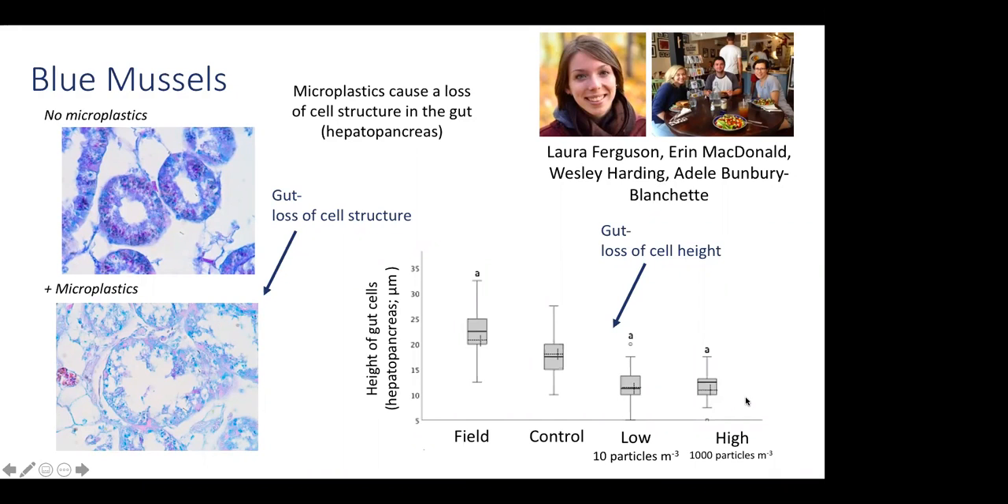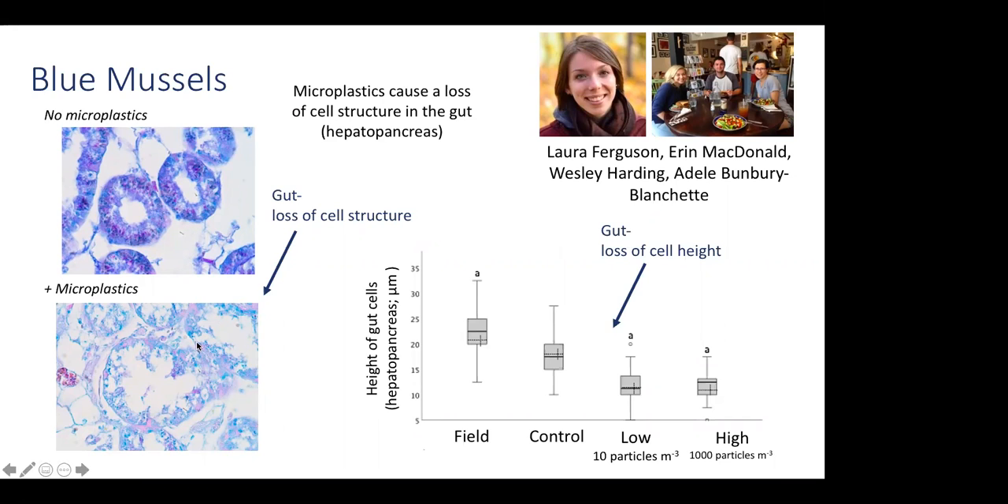So if you remember that heat map of microplastics from Vancouver Island, we're way down in the color zone of that particular heat map. And these are histological sections of the gut of the control, the lab control, and the high treatment. And you do not need to be a histologist to recognize that these do not look the same.